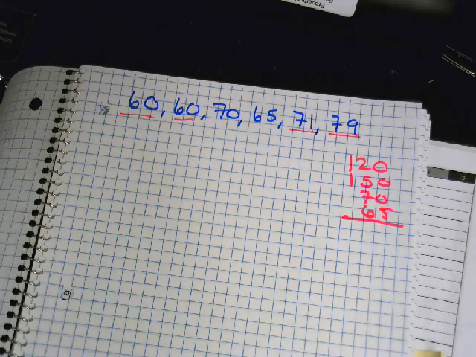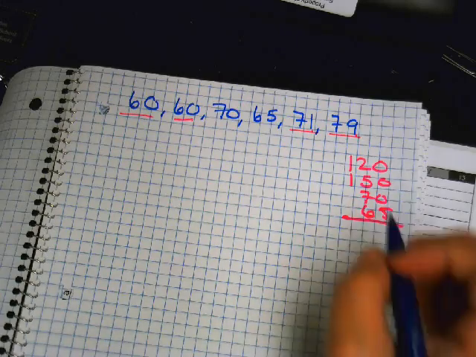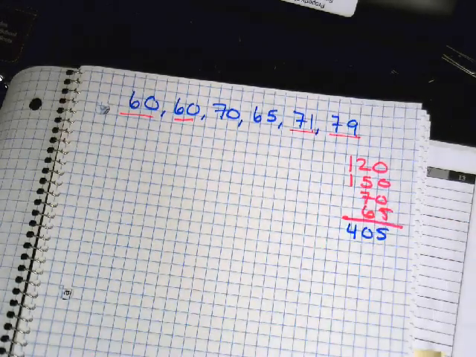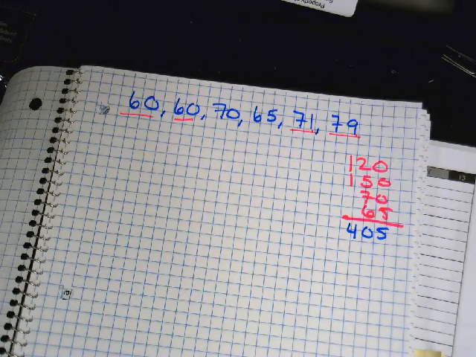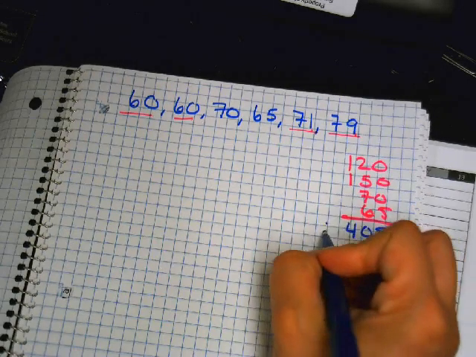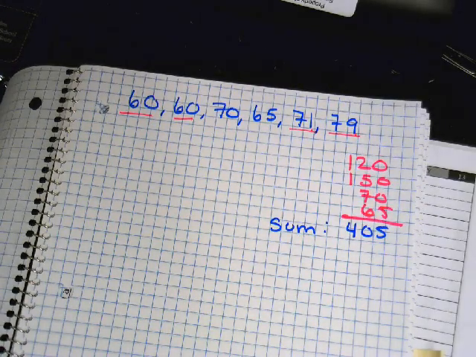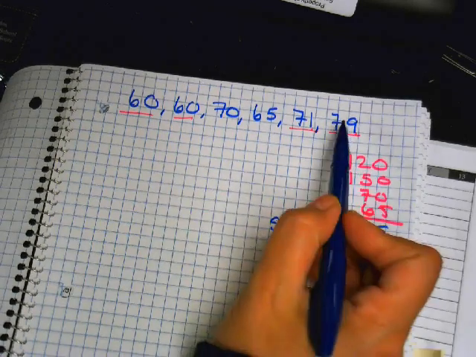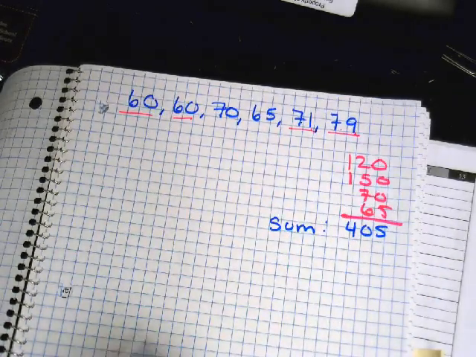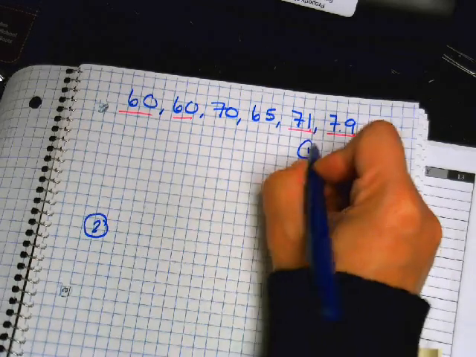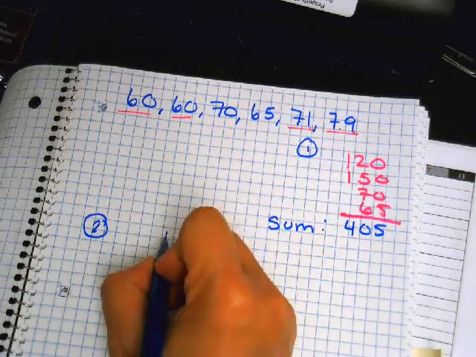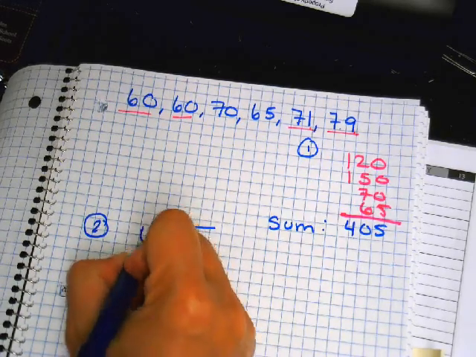Okay, so what do we get when we add all these numbers up? 405. That is what we call the sum. So the sum is 405. That's your first step. Your first step is to add all the numbers, however you want to add them. Then what's our second step? Divide. What are we going to divide by? 6. How many are there? 1, 2, 3, 4, 5, 6. So this is step number 1. Step number 2 is 405 divided by 6.